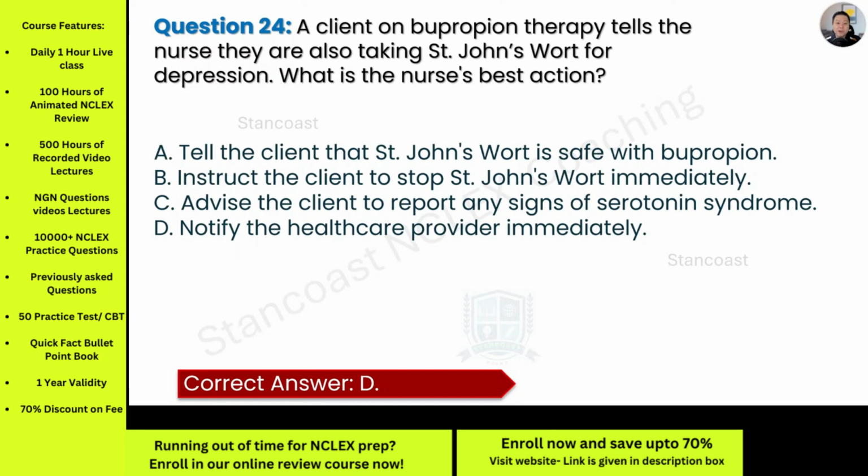So your route of action here is to notify the medical provider and to wait for the instructions before telling the client to stop any medications or supplements. Letter C, advise the client to report any signs of serotonin syndrome. This is a good advice, but it's not the best action.